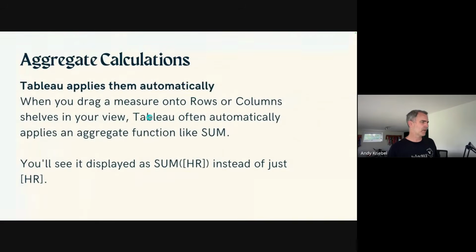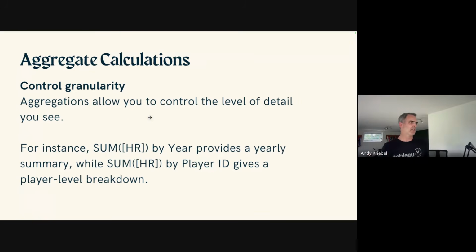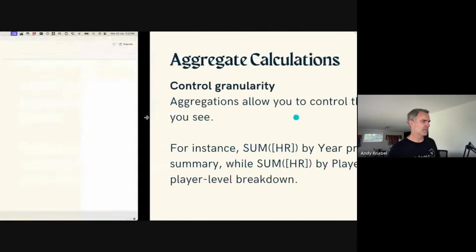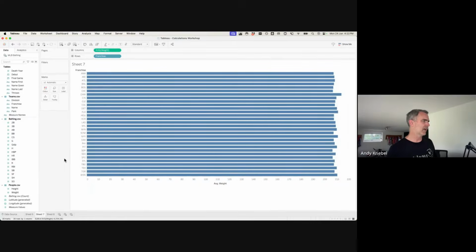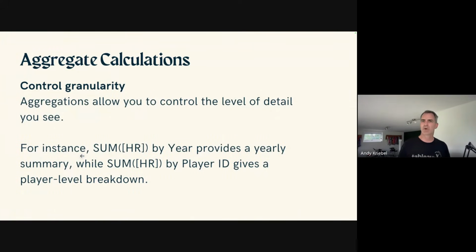Then the aggregations are determined by the level of detail of the view. In this last example, we were looking at franchise, so that's our level of detail of the view. That's what controls our aggregation. We're aggregating the data to the franchise level. Here's another example at the bottom. We could sum up the home runs by year to provide a yearly summary, or we could sum them up by player ID to give a player level breakdown.